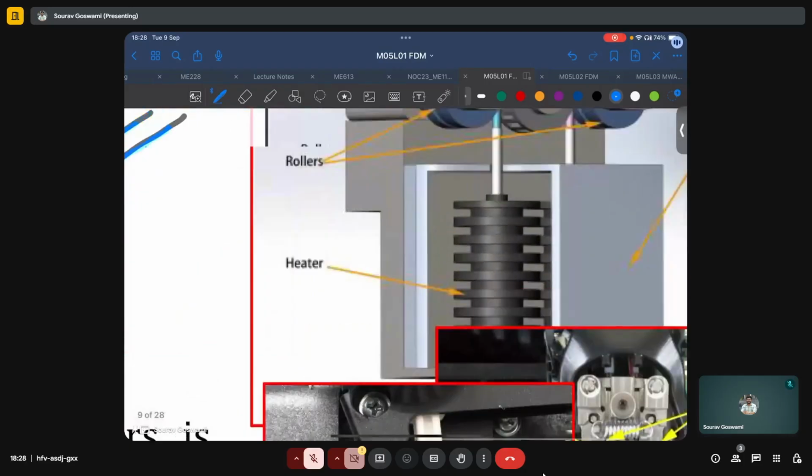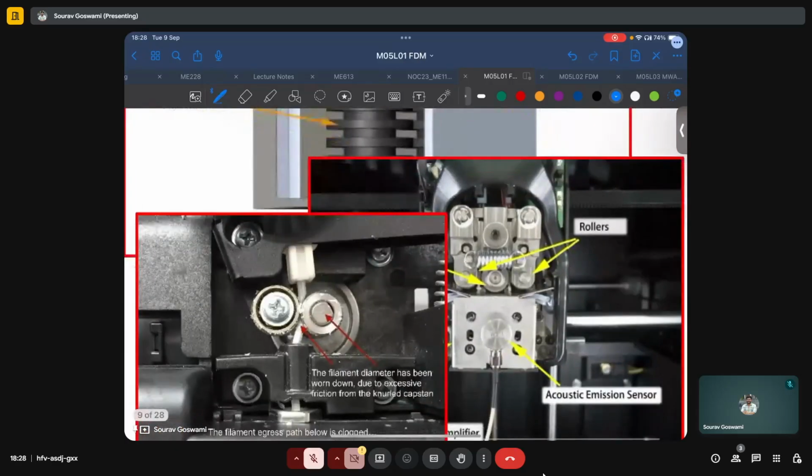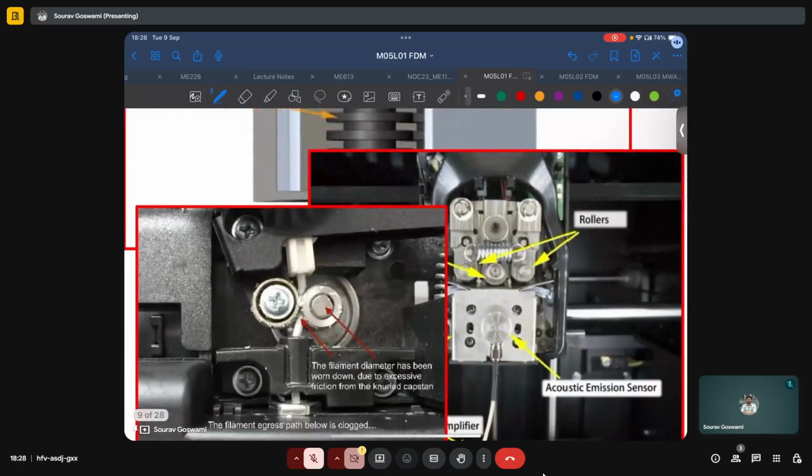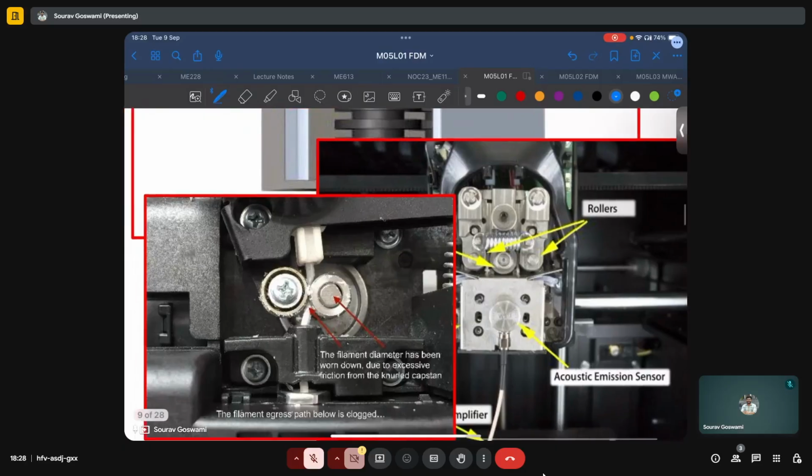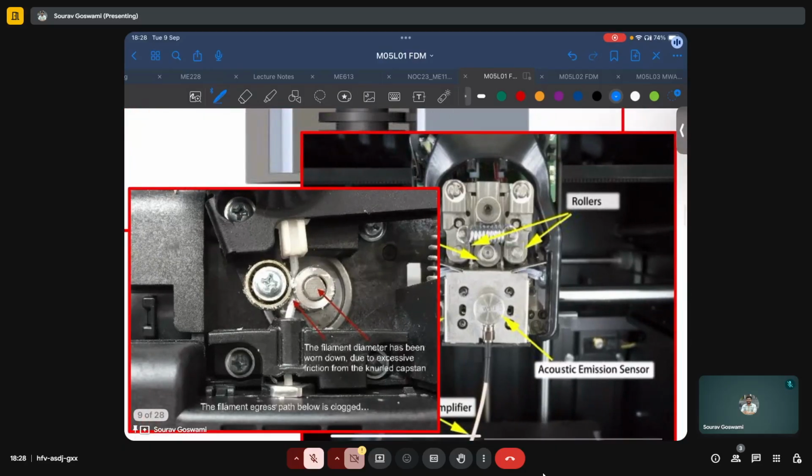An example of crushing is also shown here in the inset, where maybe the rollers would have been tightened too much and the filament diameter has been worn down due to excessive friction from the knurled capsule, and the filament egress path is clogged, because now instead of getting fed along a straight line, what we can see is that it is actually being fed at an angle.